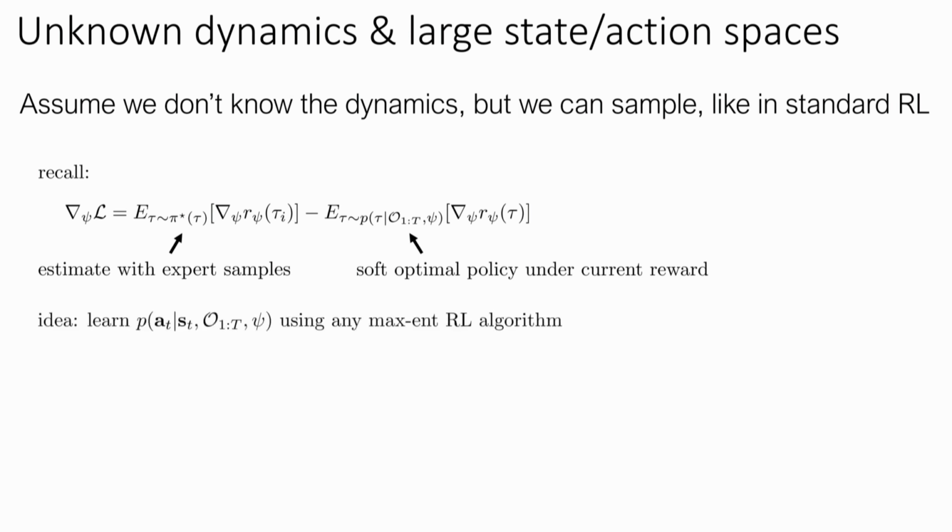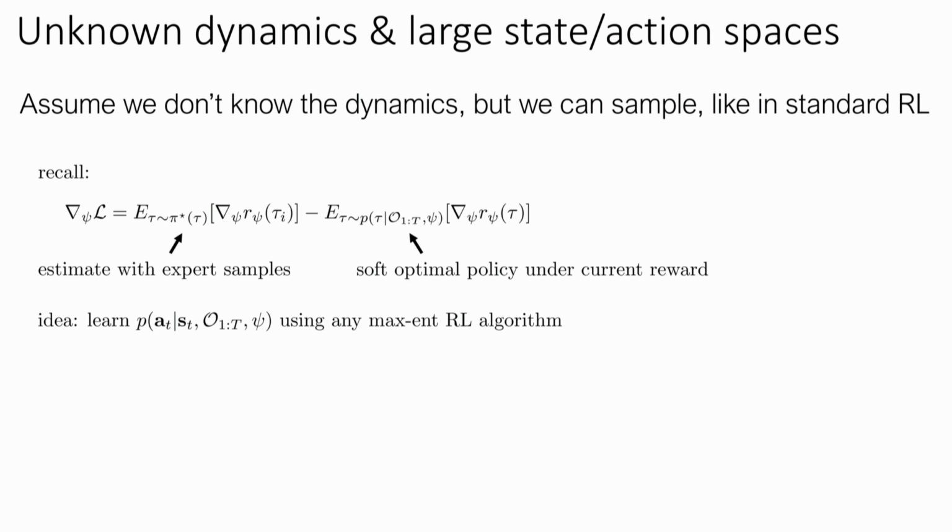So we could devise a decently well-defined but highly impractical algorithm, which is to learn that entire soft optimal policy using any maximum entropy RL algorithm. For example, you could use the soft Q-learning that we discussed last week, or that version of policy gradient that has the entropy term. Any of those will work. The problem is that you have to run them to convergence for every single gradient step that you take on psi. But they don't require knowing the dynamics, and they don't require enumerating the state-action space.